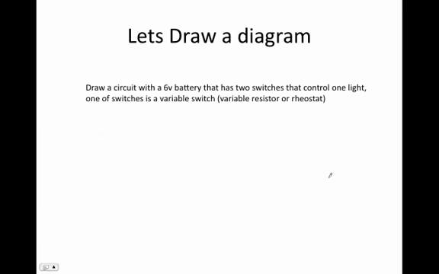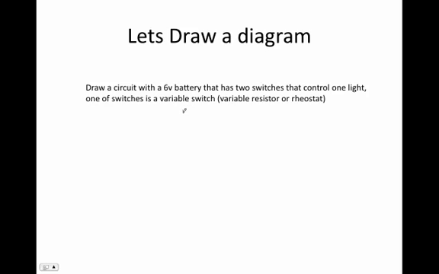Let's see if we can do a harder one, a 6-volt battery with 2 switches that control one light. And one of the two switches has to be a variable resistor, or something called a rheostat, which are the dimmer switch lights where you can dial the light brighter or dimmer depending. Okay, let's start with the battery.